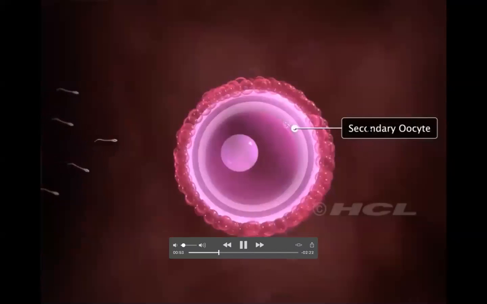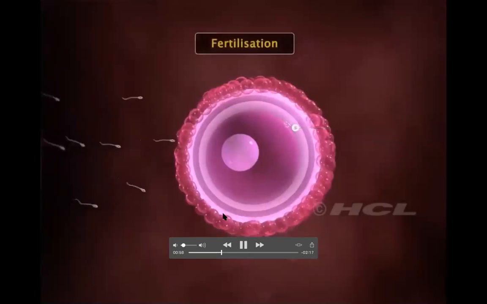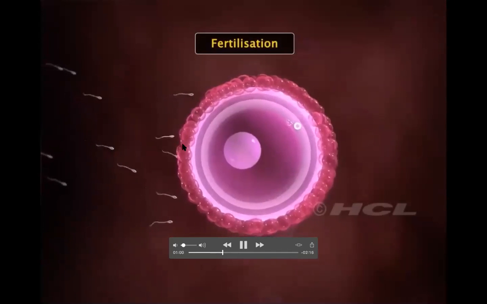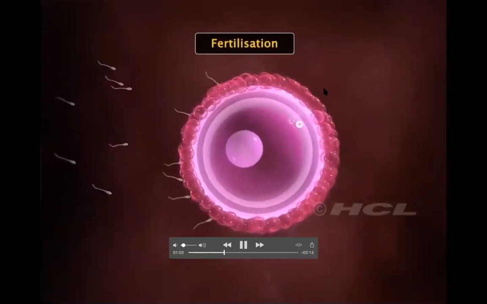So as I mentioned, they have a secondary oocyte, and it has the zona pellucida, and also it has this corona radiata layer.